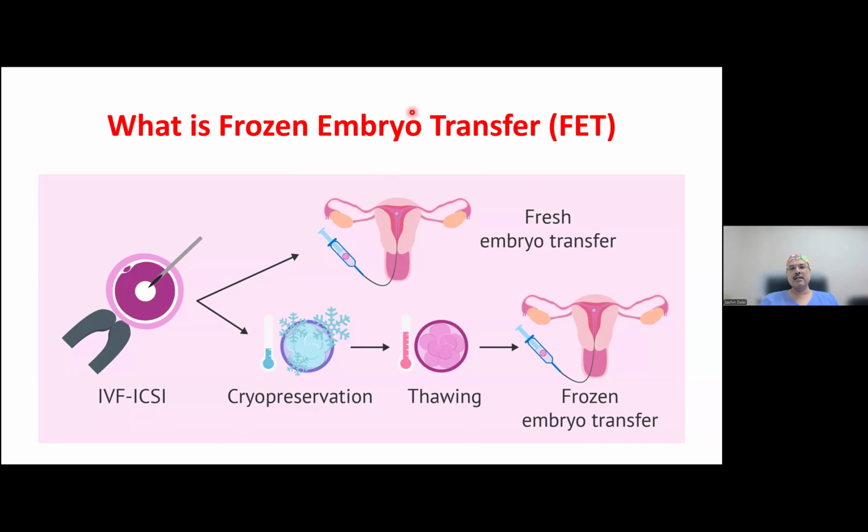However, if the follicles are more than 15, or you feel that the endometrium is not good, or there might be a possibility of OHSS, then what we do is we cryopreserve the eggs. Initially, the process was slow freezing. Now I think we have all shifted to vitrification, because with that the embryo retrieval rate is as high as 95 to 98%. Then, when the lining is good in the subsequent cycle, we thaw that and we do a frozen embryo transfer.